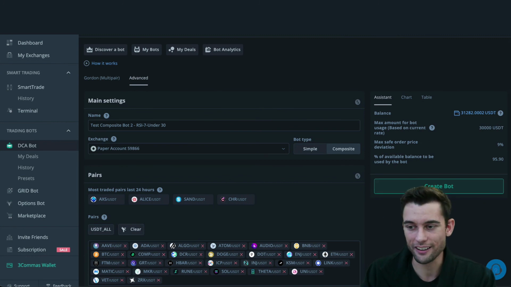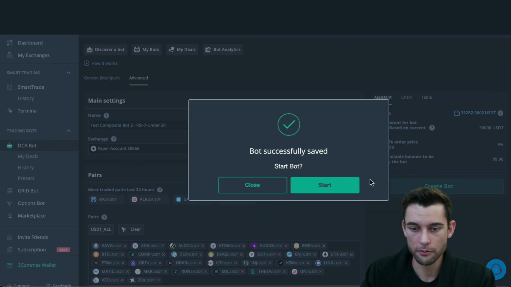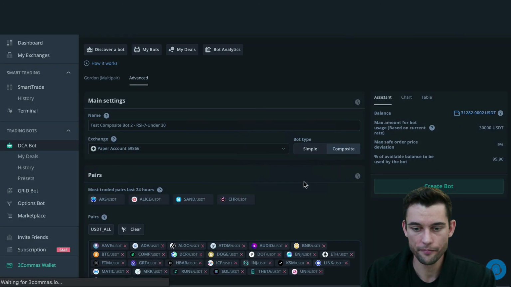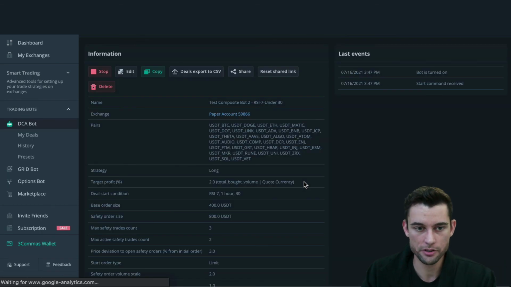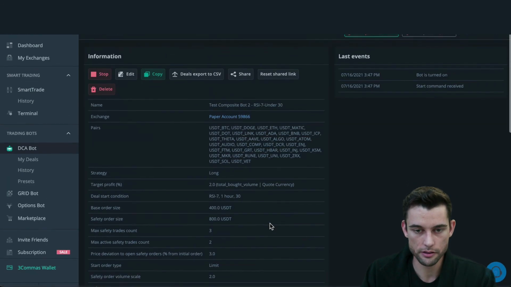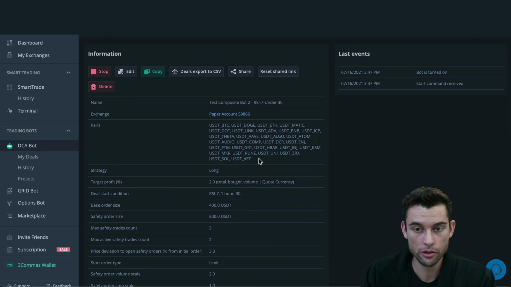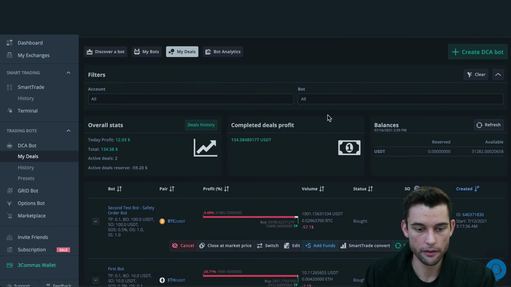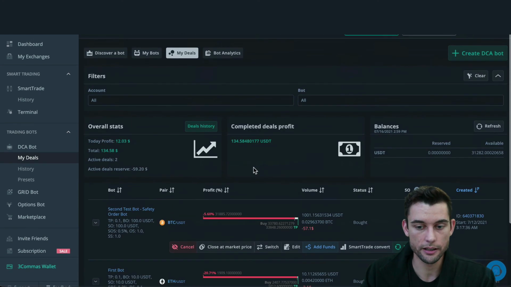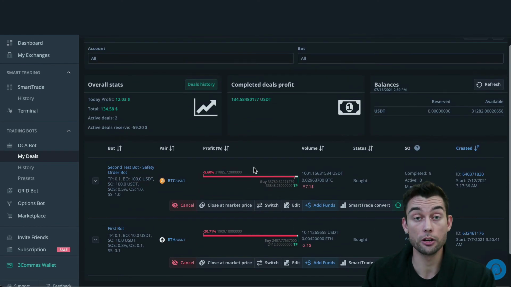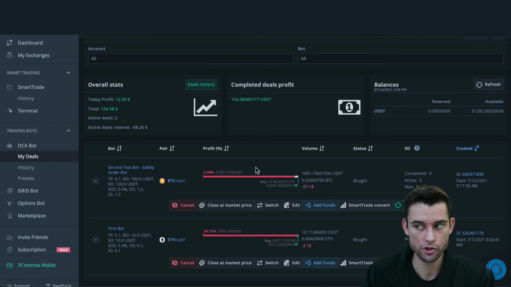So let's create it. Create the bot, and we have the bot successfully saved. Start, bot is turned on, okay. Now what we can do is go to my deals, and the bot obviously has not opened any trades yet because we just started it and no coin is under the 30 RSI at this point.